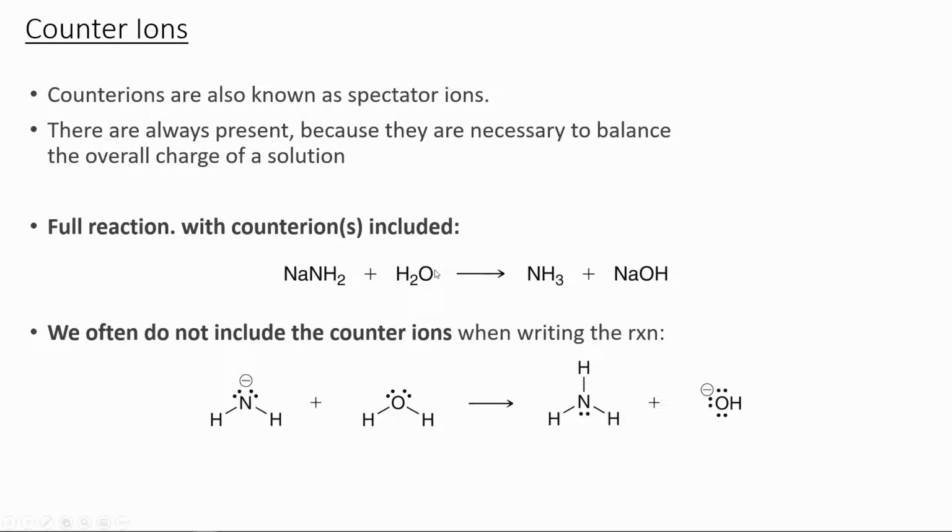When we're writing out the reaction, here's the overall equation. We have sodium NH2 and water forming ammonia and sodium hydroxide. But we can actually get rid of sodium in the equation as a spectator ion, because it doesn't affect the equilibrium balance of this reaction. So we do not need to include all of the counterions when writing out some of these reactions.